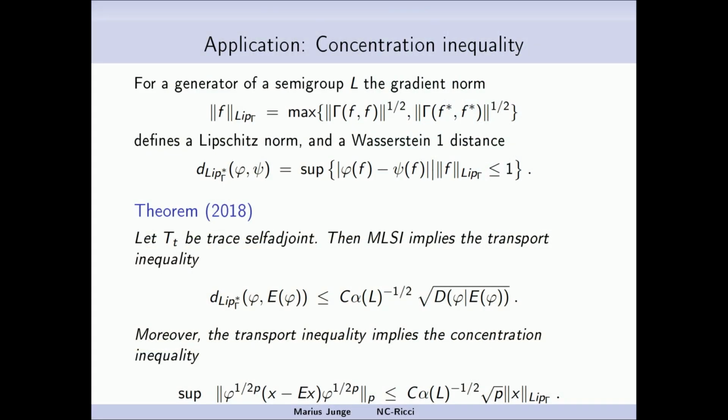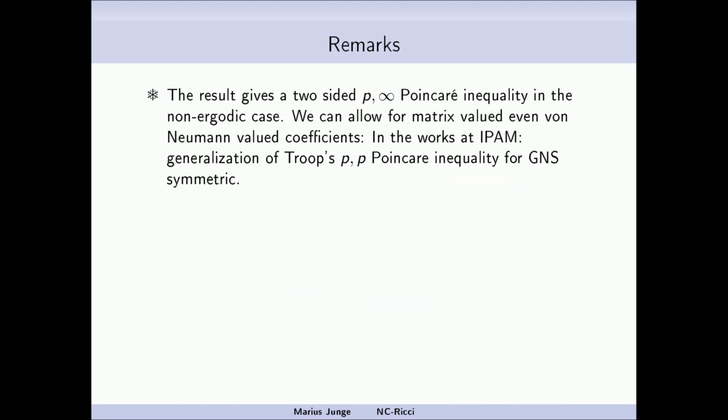Once you have a gradient form, you can not only define the infinity Lipschitz norm; if you have a norm, you can define everything. So you can define P Poincaré inequalities. That's the work Joel had done. And what I'm trying to do this time is to teach my students how to generalize them to matrix algebras for arbitrary GNS symmetric.